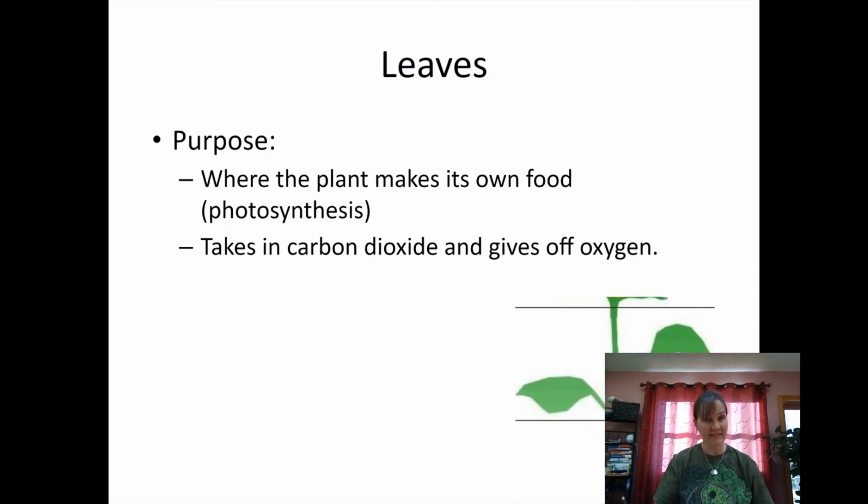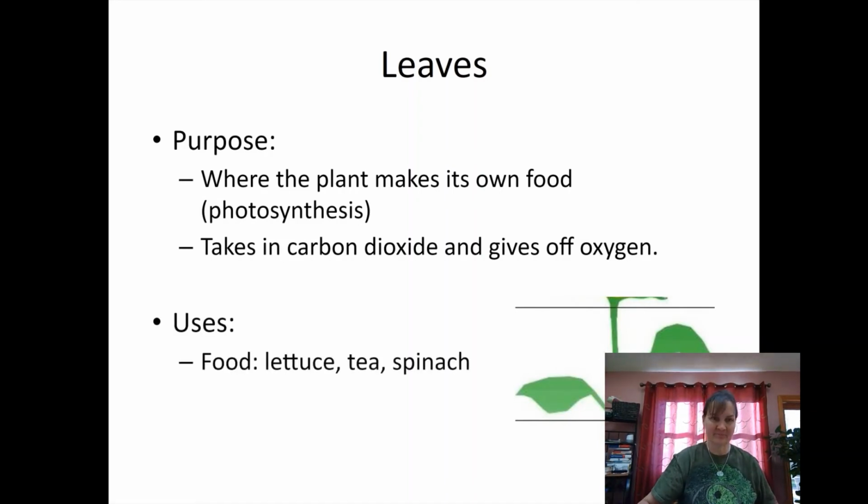We talked about what plants need. Plants need carbon dioxide. Animals, like us, we are animals, need oxygen. So we need plants to give us that oxygen. Okay, uses. Oh my gosh, imagine that. Food again.